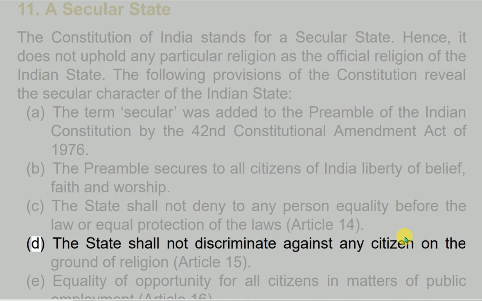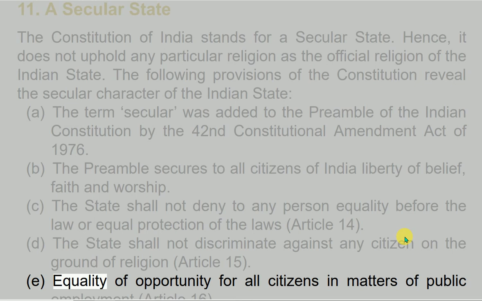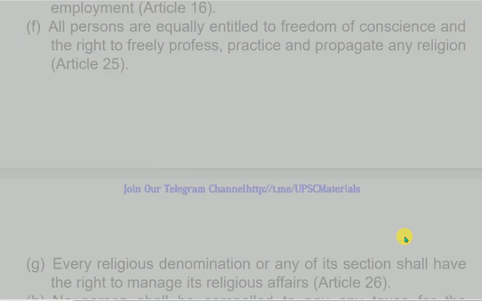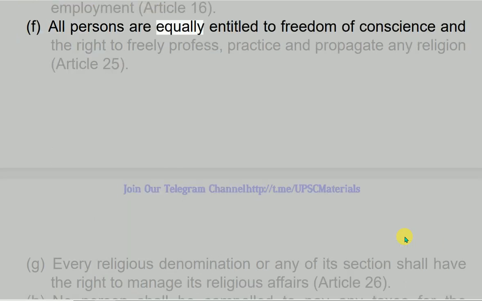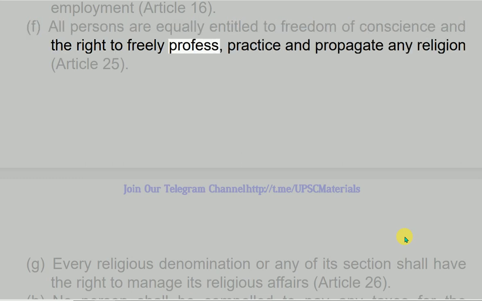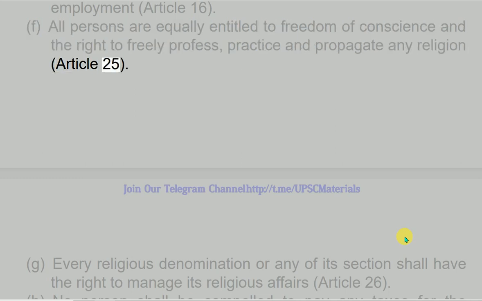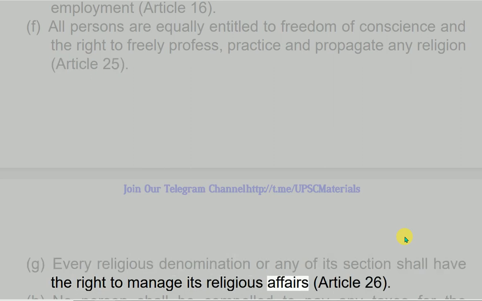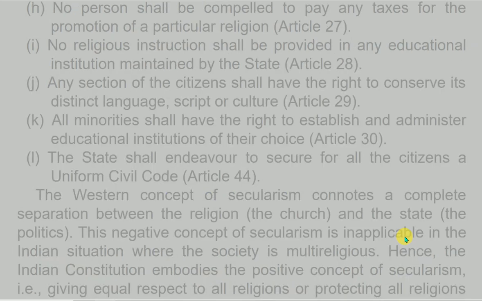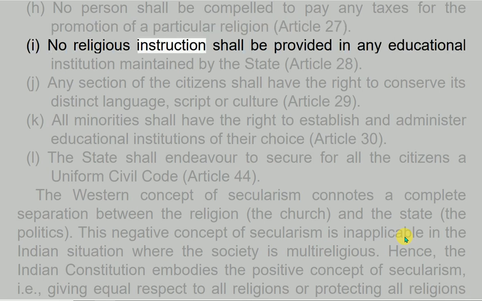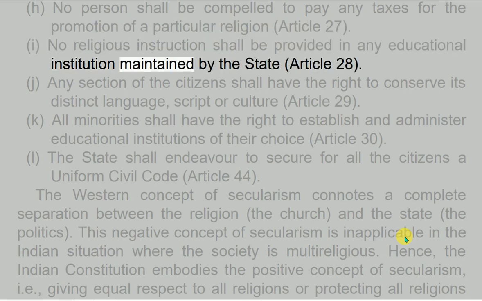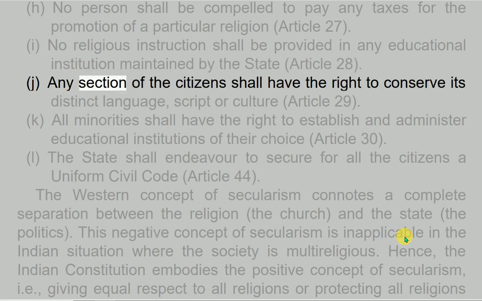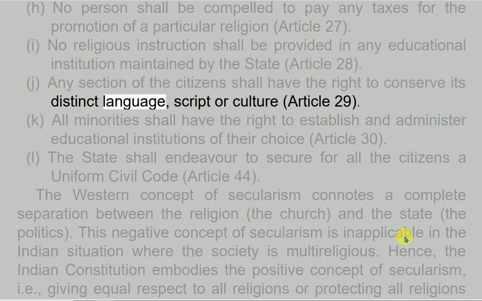Article 14. D. The state shall not discriminate against any citizen on the ground of religion. Article 15. E. Equality of opportunity for all citizens in matters of public employment. Article 16. F. All persons are equally entitled to freedom of conscience and the right to freely profess, practice and propagate any religion. Article 25. G. Every religious denomination or any of its sections shall have the right to manage its religious affairs. Article 26. H. No person shall be compelled to pay any taxes for the promotion of a particular religion. Article 27. I. No religious instruction shall be provided in any educational institution maintained by the state. Article 28. J. Any section of the citizens shall have the right to conserve its distinct language, script or culture.